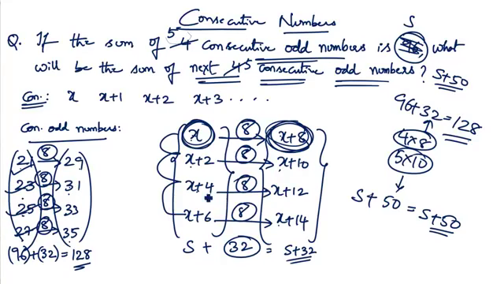Similarly, let's say if there are only 3 consecutive numbers, then the difference between each pair will be 6. And there will be how many such pairs? 3 such pairs. So 6 times 3, 18. Add 18 and you'll get the answer.